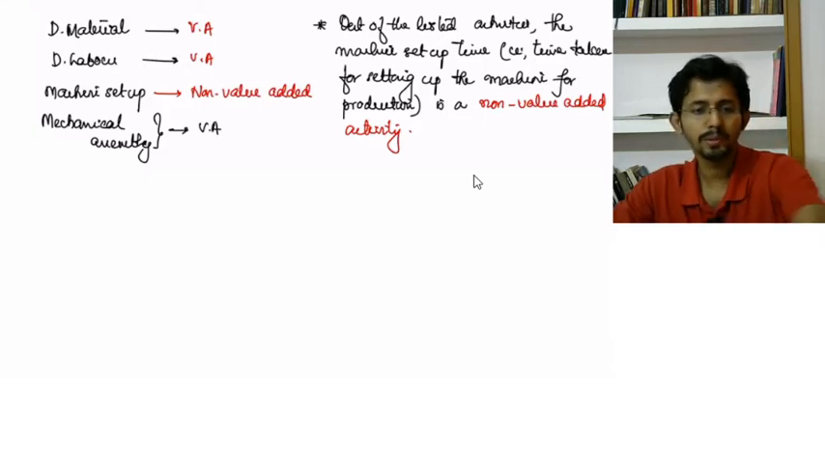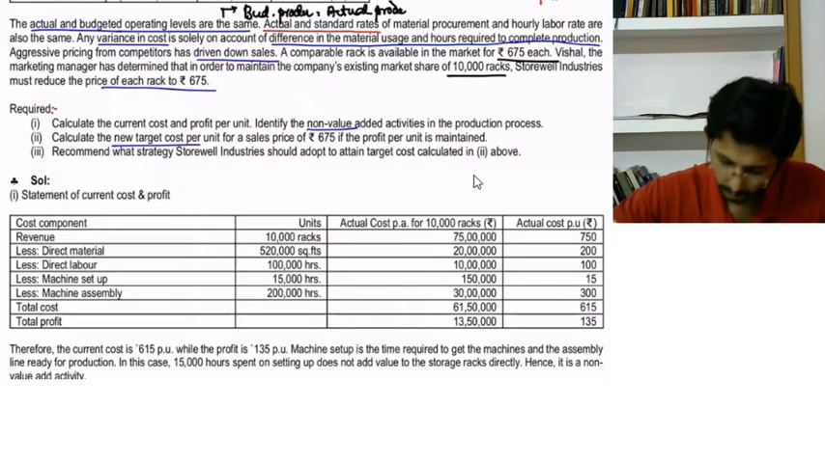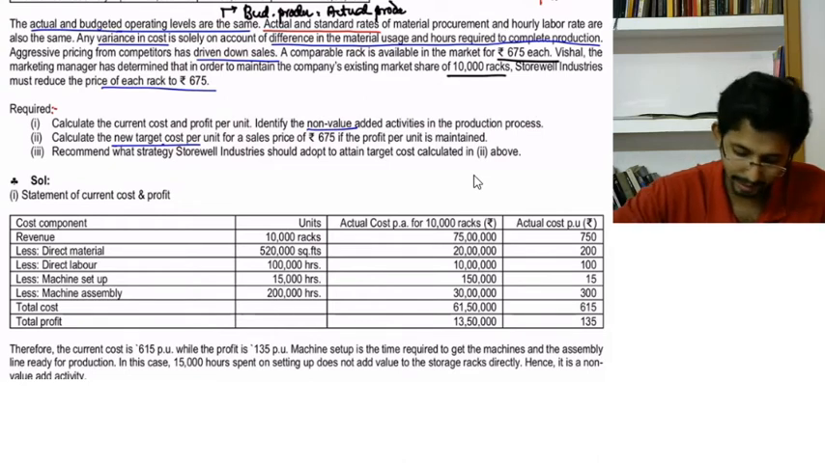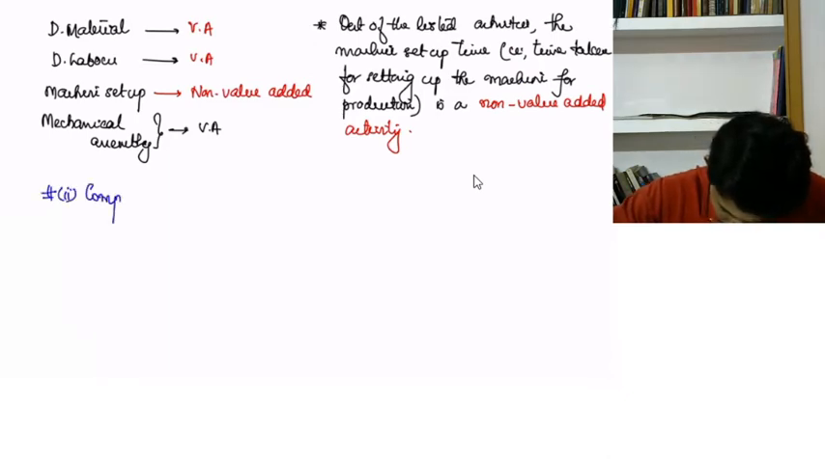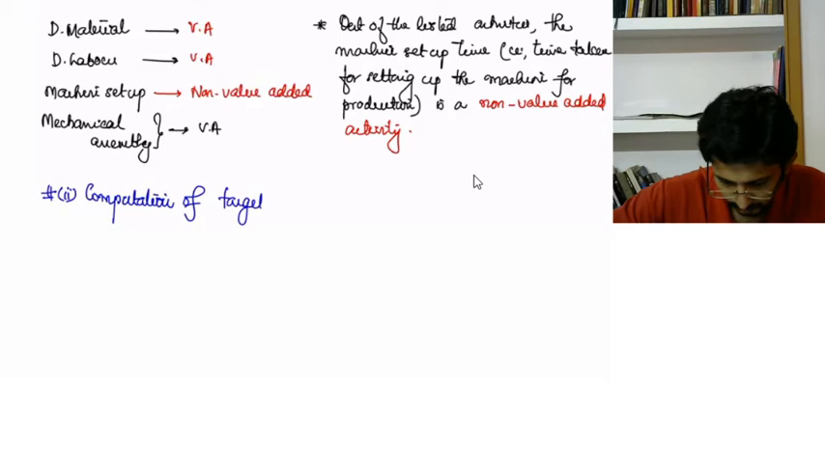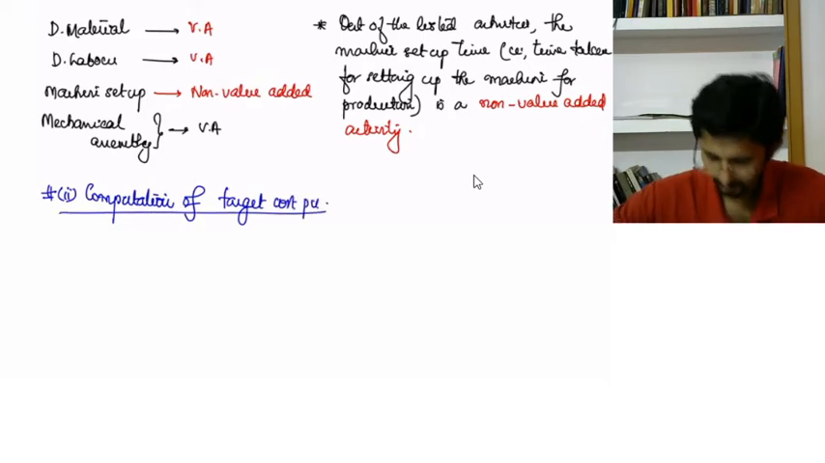Now moving further, what is the next part? Next part is calculate the new target cost per unit for a sale price of 675 if the profit per unit is maintained. So computation of target cost per unit.